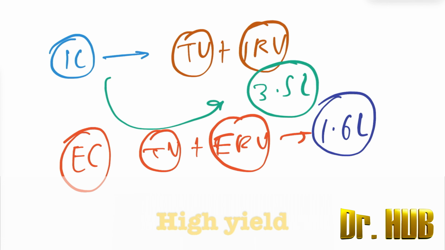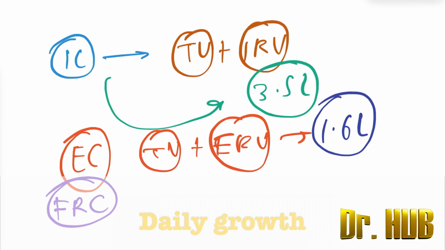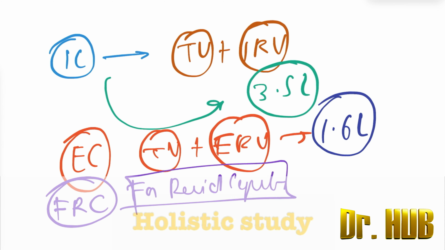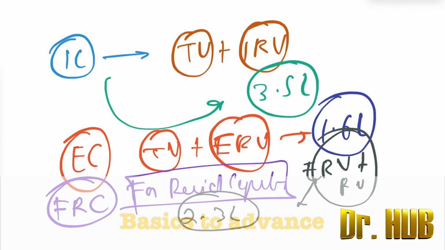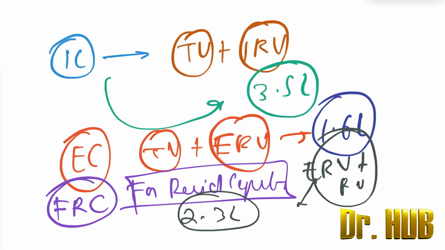Then we move on to the FRC. FRC is the functional residual capacity. It is the ERV plus the RV, and this amounts to about 2.3 liters. So this was completely about the lung volumes and the capacities. We have gone through each and every component that is measured in case of the lung capacities, and we also discussed the normal values. So this was about the topic.